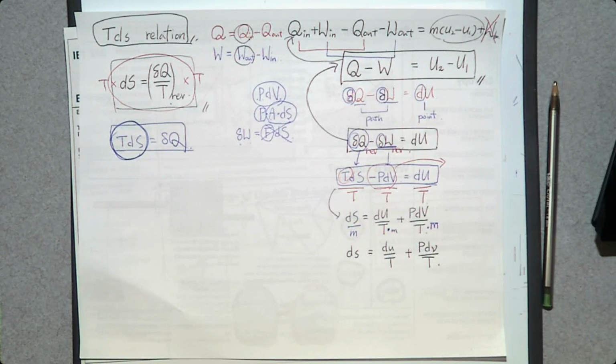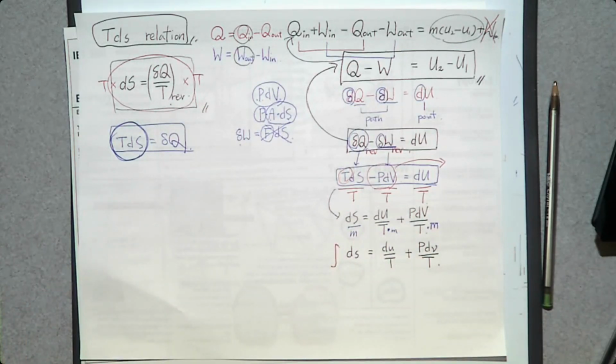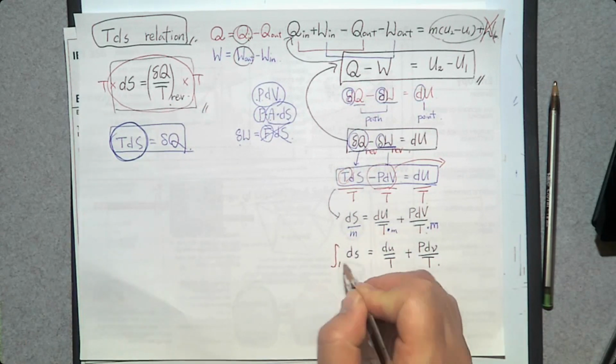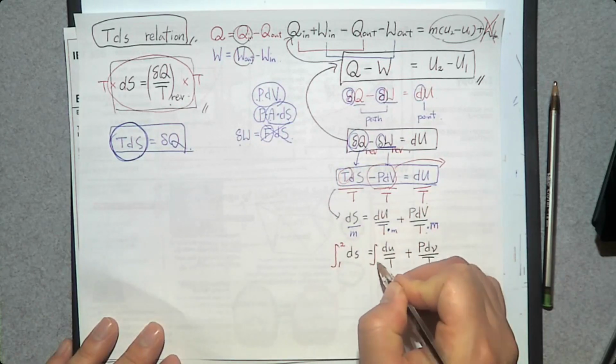Now, we want to calculate this s, but this is not just s. What is next to it? D. Now, can you remove this d? It's a differential form. How can you get rid of this d? Yes, you want to integrate. From where to where? It's a process, so it's going to be from an initial state to a final state. What is the initial state? 1. What is the final state? 2. So from 1 to 2.